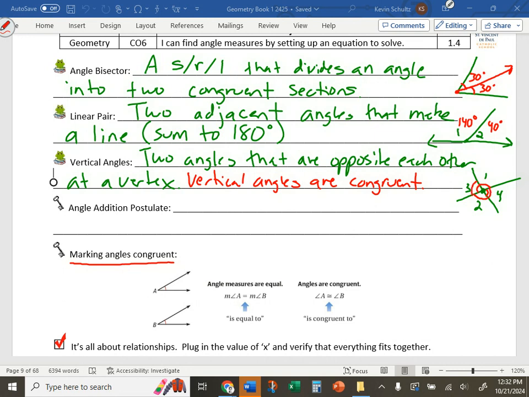The two arcs tell me that angles 3 and 4 are congruent to each other. The single arcs tell me 1 and 2 are congruent to each other. And I know that they're vertical angles, 1 and 2, and 3 and 4, because they're opposite each other at a vertex.